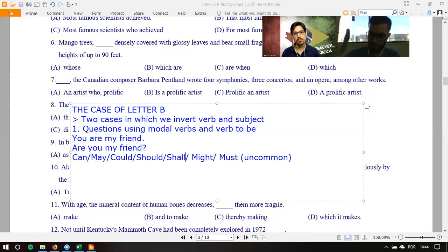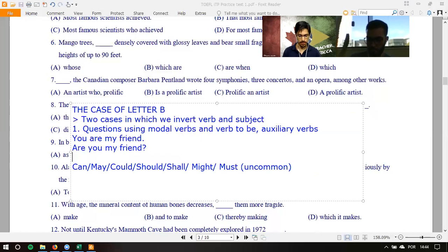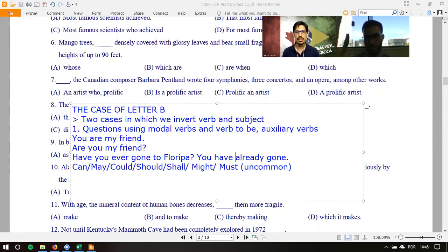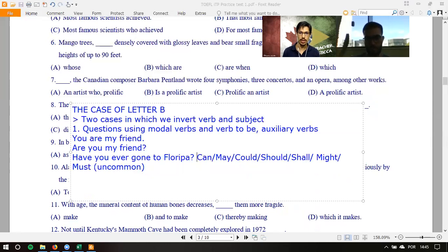Of course, with the modal verbs, the verb to be, and let me put it here too, auxiliary verbs. For example, does, have in present perfect, had in past perfect. For example, have you ever gone to Florianopolis? Just as I asked you before. And if I say you have already gone, it's necessarily an affirmation because I have not inverted the subject and the verb. Okay? Great.